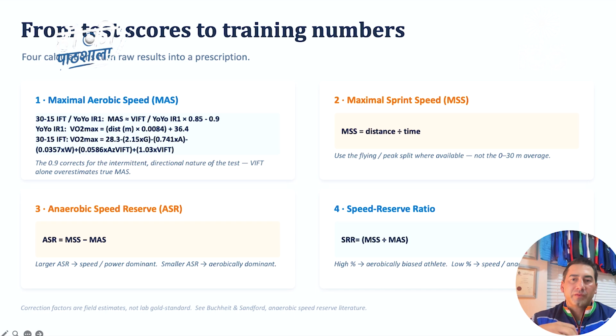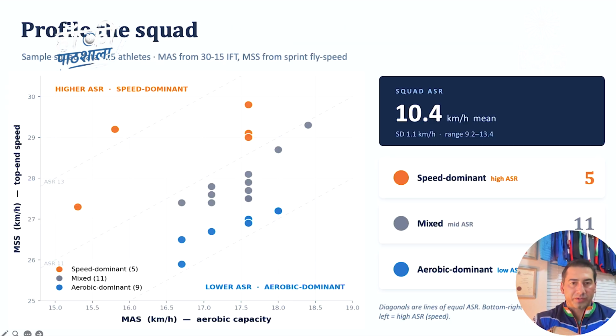However, there are different profiles with different athletes, and how we determine that is through something called your speed reserve ratio. And the speed reserve ratio is your maximum sprint speed divided by your maximum aerobic speed. And this allows us to get the different profiles of who is maybe a more speed dominant athlete, who is a more aerobically dominant athlete, and who is maybe a mixed hybrid so-called athlete. And then we can prescribe our conditioning strategy accordingly.